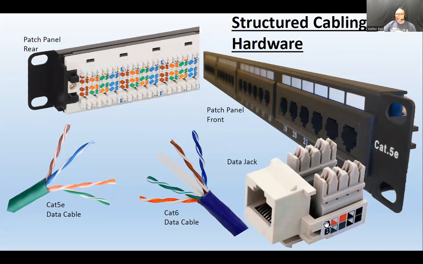Here's the color code of the jack: blue, orange, green, brown pair. Different jacks have different arrangements at the back. At the front, they're all the same as far as connection, and at the back, they could be constructed in a different way. The color code is marked on which terminal is which as far as the color code for the cable.